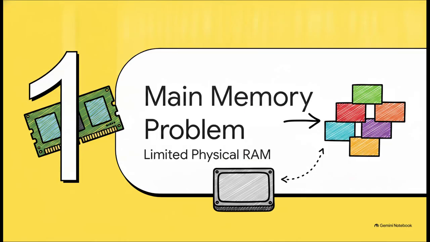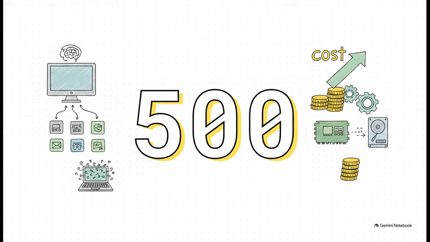Section 1. The main memory problem. To really understand the solution, we first need to understand the problem, right? For any process to actually execute, it must be placed directly into your main memory, your RAM. But physical RAM is severely limited.